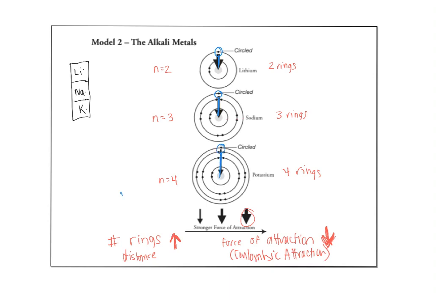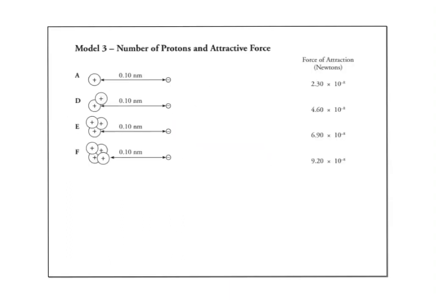The valence electrons in potassium are far from nucleus compared to lithium. More rings, more distance, which means the force of attraction is weaker. On this guy, the electron's farther away, like the magnet farther away from the fridge. So now let's see if we keep the distance the same but change something else.